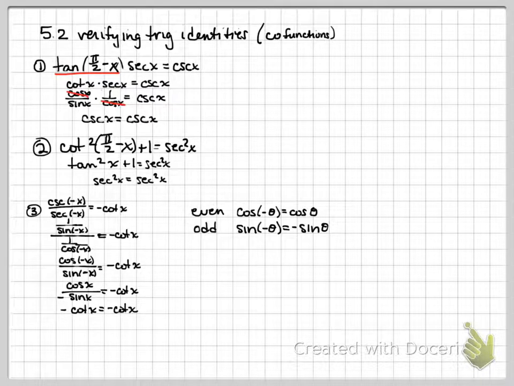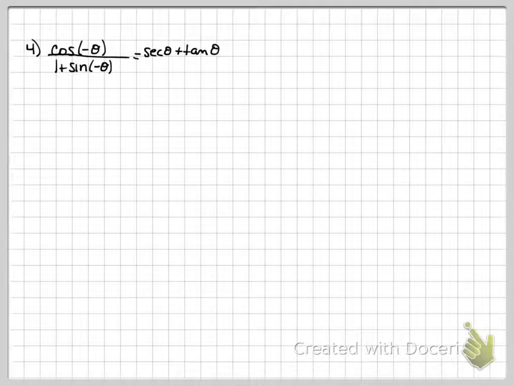Okay, so that's number 3. Let's move on to number 4. Looking at number 4, I have the cosine of negative theta over 1 plus sine of negative theta equals secant theta plus tangent theta. Now looking at this, I'm going to move those negatives, and I'm going to get cosine of theta over 1 minus sine of theta equals secant theta plus tangent theta.